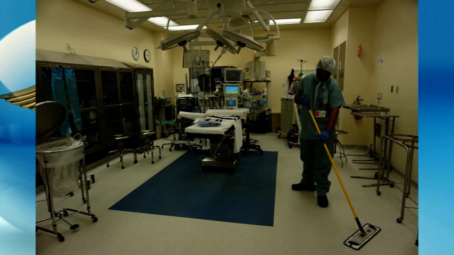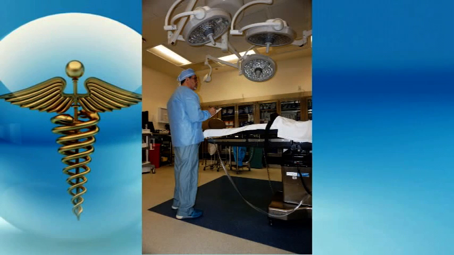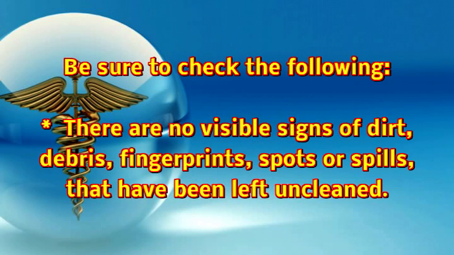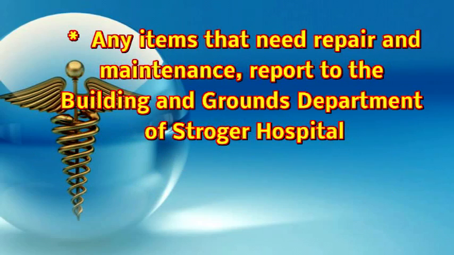Upon completion of damp mopping, you are almost finished with your duties for terminal cleaning the OR. As part of wrapping up, make a final inspection of the entire room to make sure any last details have not been missed. As part of this final inspection, be sure to check the following. Make sure there are no visible signs of debris, dirt, fingerprints, spots, or spills that have been left uncleaned. Note any items that need repair and maintenance. If there are any, make a note to report this to the Building and Grounds Department of Stroger Hospital.